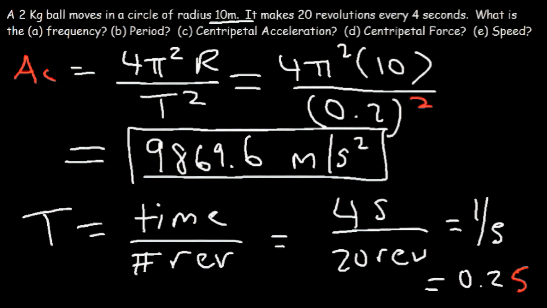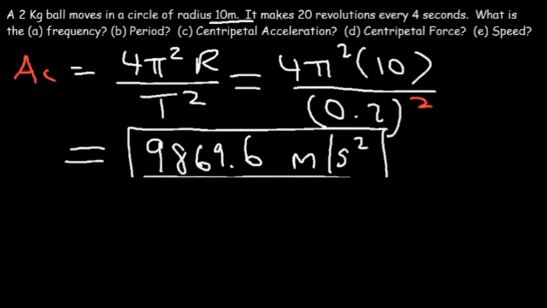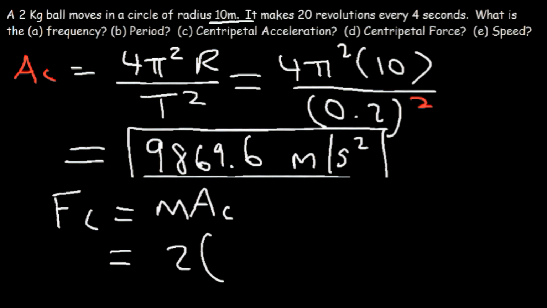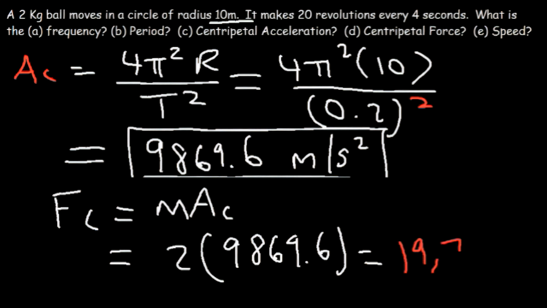Now let's calculate the centripetal force. If you have the centripetal acceleration, the centripetal force is simply the mass times the centripetal acceleration. So it's 2 kilograms times 9,869.6. So this is going to be 19,739 newtons.